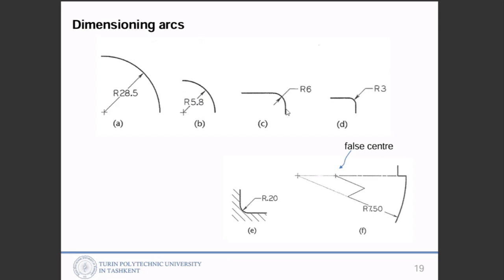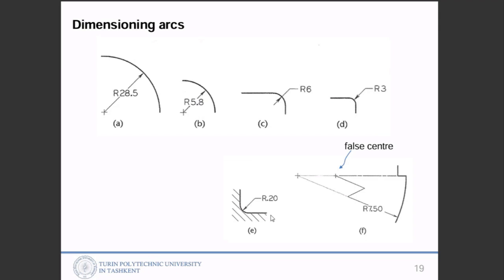In this case, we will have tangent lines, like vertical and horizontal lines that are tangent here, and we use this information. So we have radius 6, so you can draw a parallel line from the vertical and horizontal contour, and the crossing place will be the center for this arc radius, the arc center.